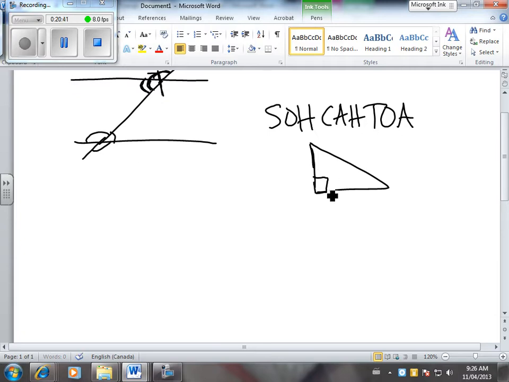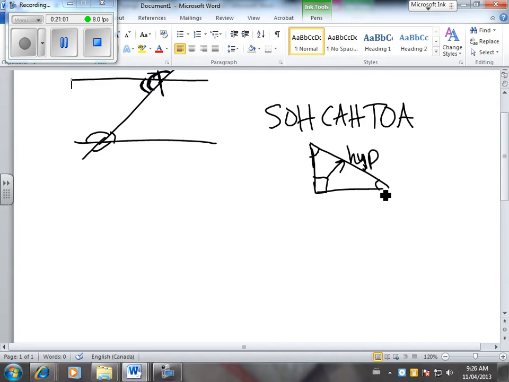Just remember that opposite the 90-degree angle is always the hypotenuse. The adjacent and opposite depend on which angle you're in. So if you're in this angle or that angle, but your 90-degree angle is always opposite the hypotenuse, and the hypotenuse is the longest side.